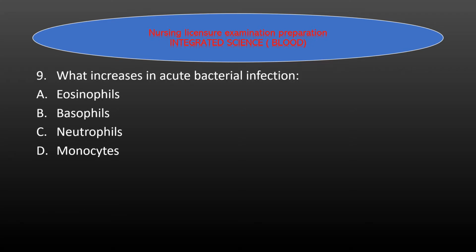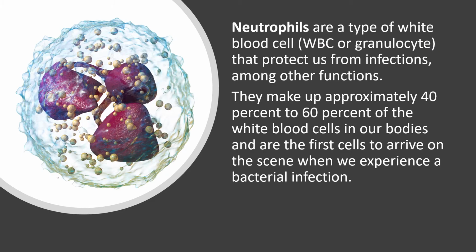Question number 9. What increases in acute bacterial infection? Option A eosinophils, option B basophils, option C neutrophils, option D monocytes. And the correct answer is option C, that is neutrophils. Here, neutrophils are a type of white blood cell, WBC or granulocyte. It is known as granulocyte because of granules present in the cell that protect us from infection among other functions. They make up approximately 40% to 60% of the white blood cells in our bodies and are the first cell to arrive on the scene when we experience a bacterial infection.